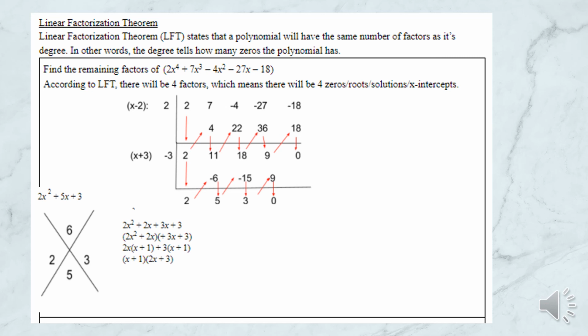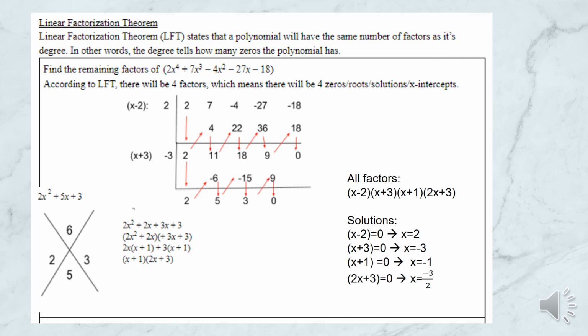Once I've factored, I now have all 4 factored forms. So I can combine those into my factored polynomial. Then if I want to find the solutions, or the x-intercepts, or the zeros, or the roots, I need to set each of those factors equal to 0.